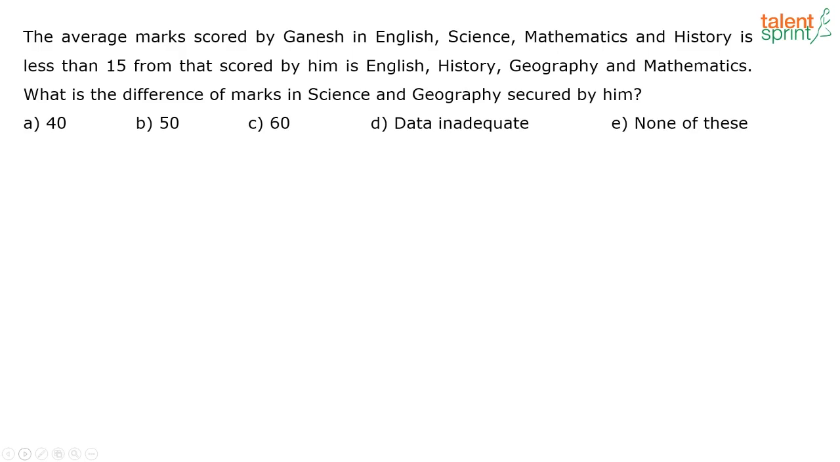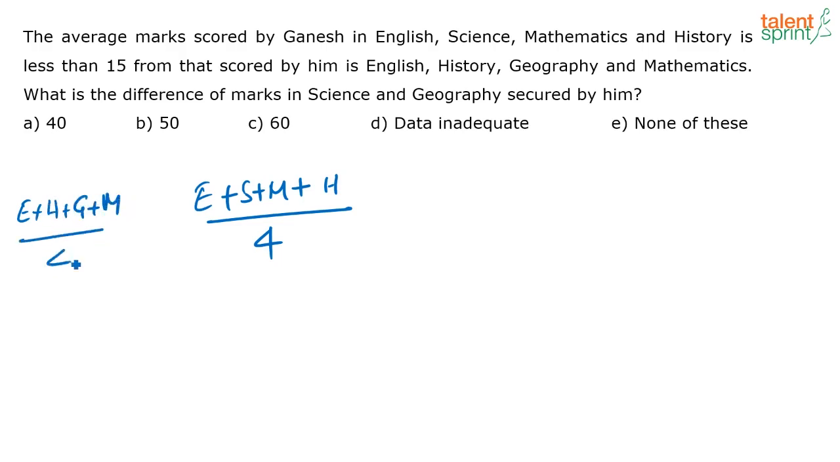The average marks scored by Ganesh in English, Science, Maths and History is 15 less than that scored by him in English, history, geography and mathematics. What is the difference of marks in science and geography secured by him? So what is given here? See, what is the average marks that Ganesh scores in English, science, maths and history? It is nothing but E plus S plus H plus M divided by 4. Similarly, what is the average marks that he gets in English, history, geography and maths? E plus H plus G plus M divided by 4.